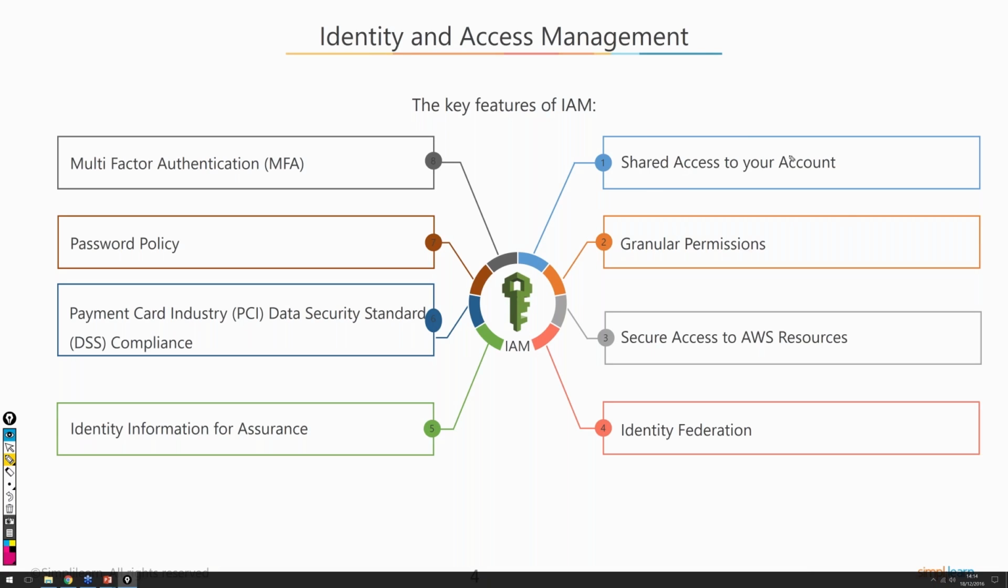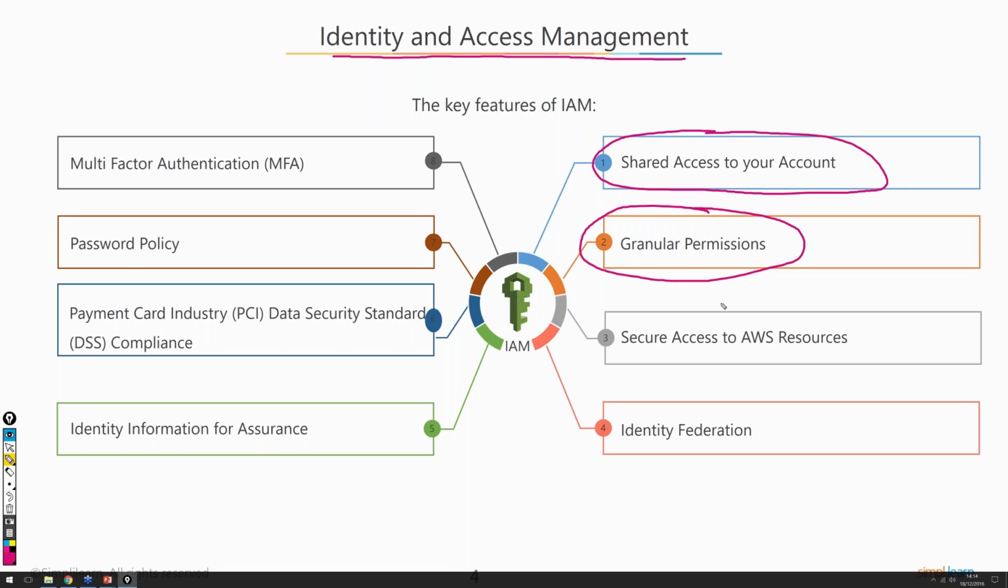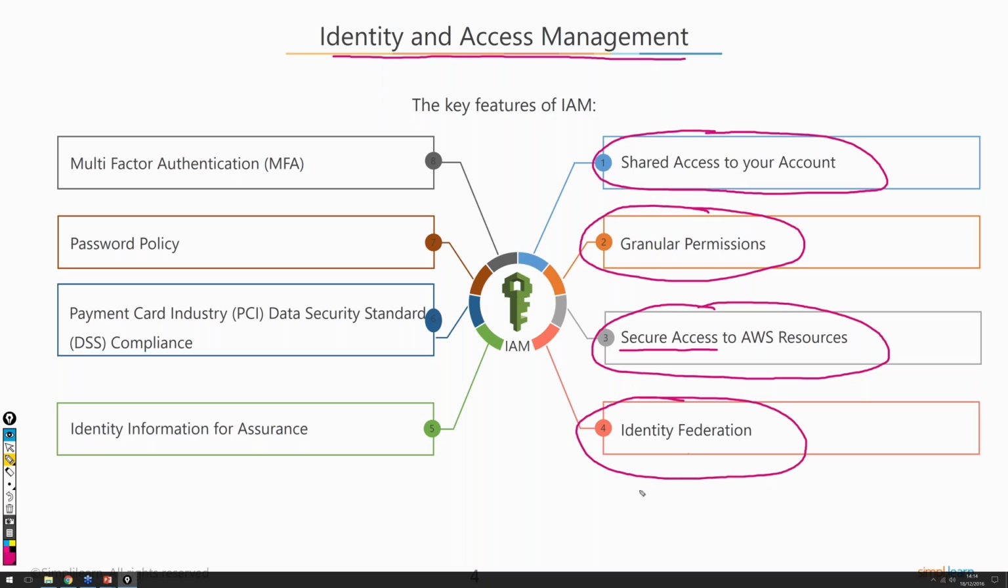So the key features of IAM, which is Identity and Access Management, are shared access to your account, which means that you can create multiple users that will have access to the whole AWS account. You can have granular permissions, as we mentioned before, which means not everyone must be an admin, or in theory should be an admin. You can have secure access to AWS resources, which means you can only enable users to access whatever you think is necessary for them to access, hence the secure access point here. You're going to have identity federation, where we're going to be discussing different ways of accessing this and linking this to your on-prem systems.